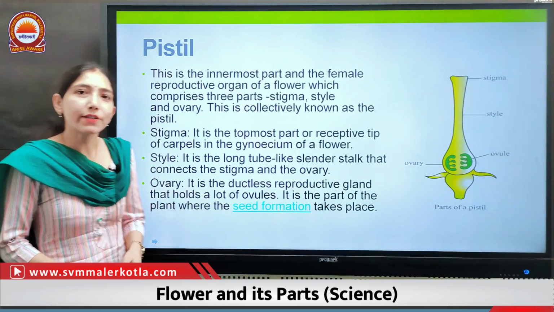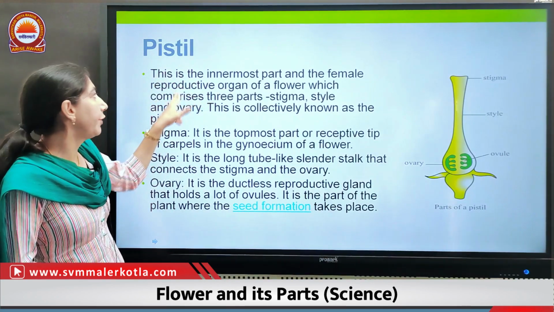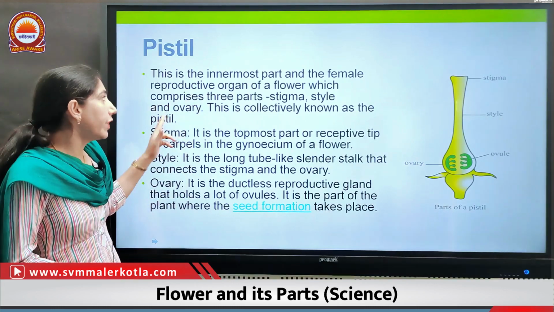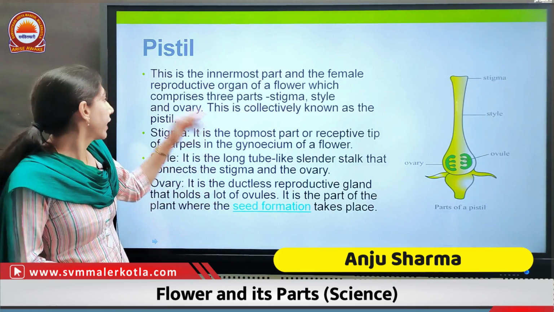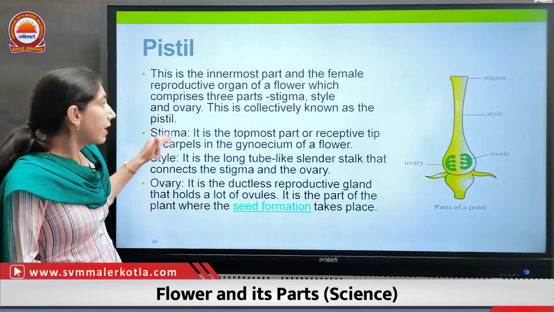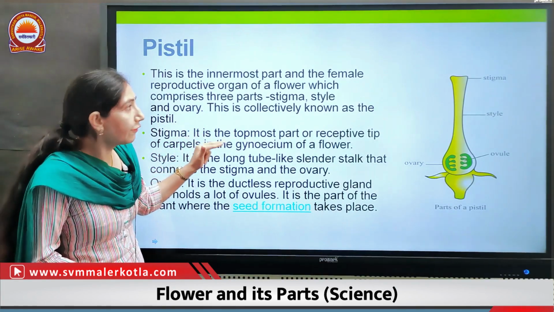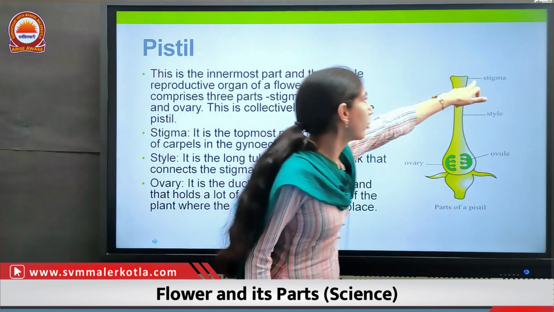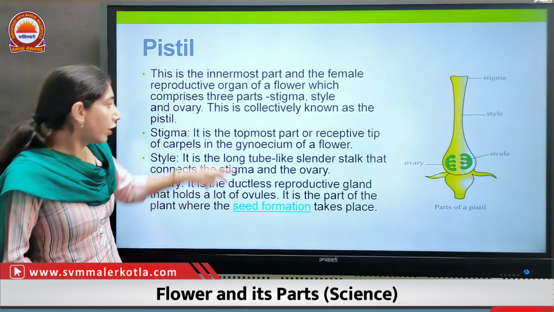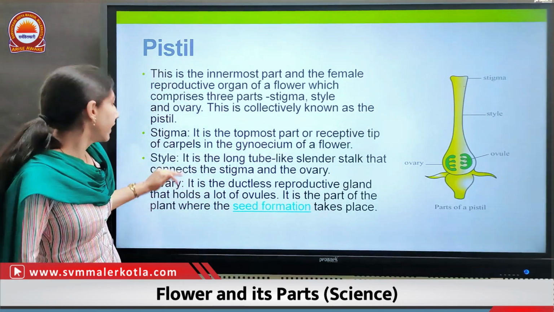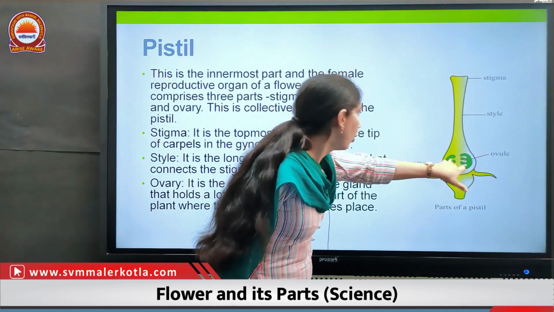Then the pistil. The pistil is the female reproductive part of a flower. This is the innermost part and the female reproductive organ of a flower, which comprises three parts: the stigma, style and ovary. Collectively this is known as the pistil. The stigma is the topmost part or receptive tip of the carpels in the gynoecium of a flower. Here we can see the topmost part of the ovary. This is the stigma. Then the style. It is the long tube-like slender stalk that connects the stigma and the ovary. Here that is the style that connects the stigma and the ovary.